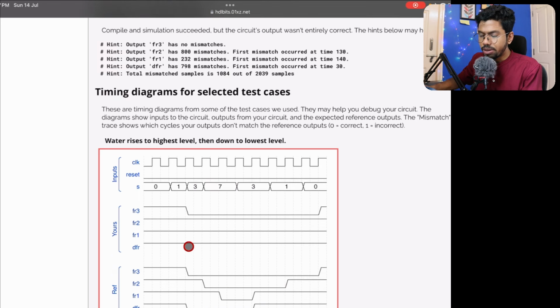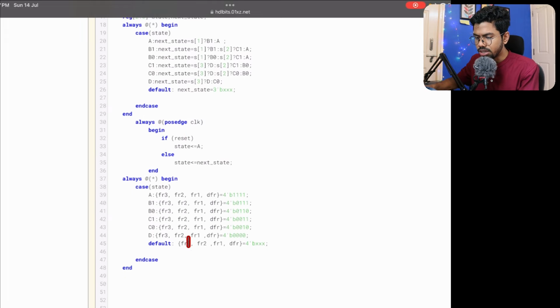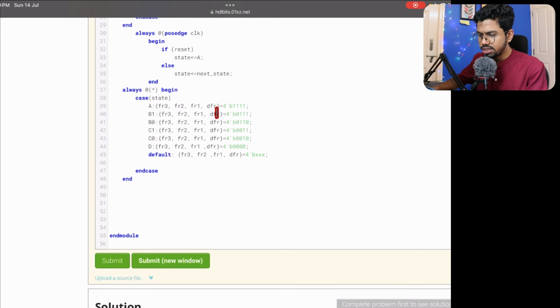Yeah, we can debug it from here, but a good thing would be to just go here and revisit if we are doing something wrong. Actually, I think this delta fr will only go high anytime we are coming from top water level to down water level, and our b1 is actually we are coming from down water level to top water level. So probably this would be 0 and this would be 1 here, this would be 0 and this would be 1. I think that is the only thing.